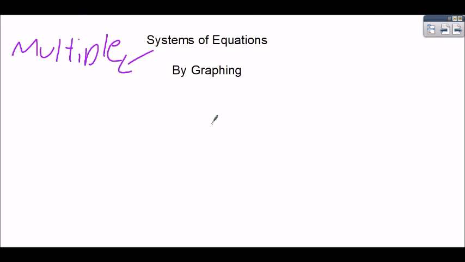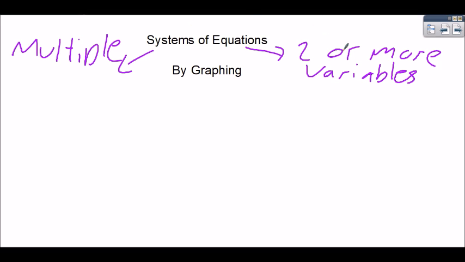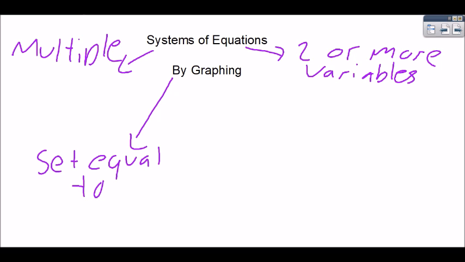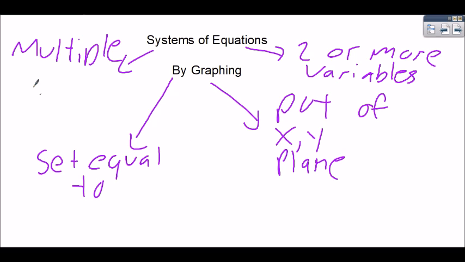So equations just means two or more variables. Now we have multiple, two or more variables. By means to set equal to. And then graphing is to put on an XY coordinate. We're going to have multiple, two or more variables that we're going to set equal to each other by putting them on an XY plane. So all that means is we're going to graph two lines and you're going to tell me where do they cross.